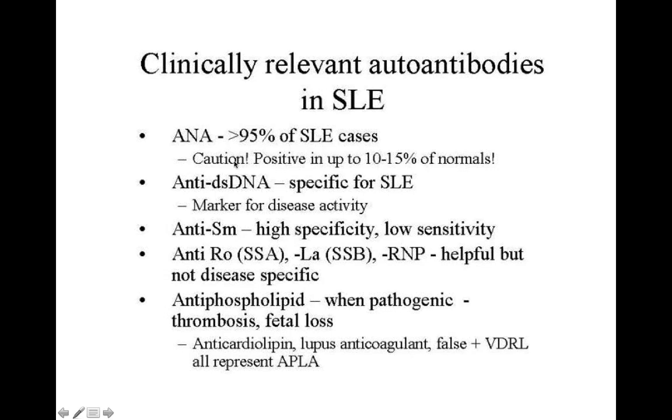These are the various antibodies. ANA is positive in more than 95% of cases of SLE, but it can be negative also. This ANA is also positive in the general population. Suppose any patient comes to you and you check the ANA, and it is positive. That does not mean the patient has SLE or Sjogren's syndrome or systemic sclerosis. ANA is positive in 10 to 15% of the general population also. So we do the anti-nuclear antibody test only if the patient has clinical relevance.